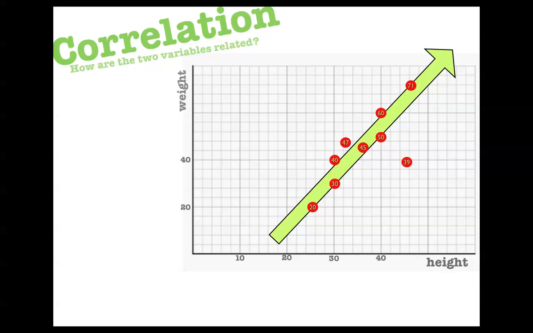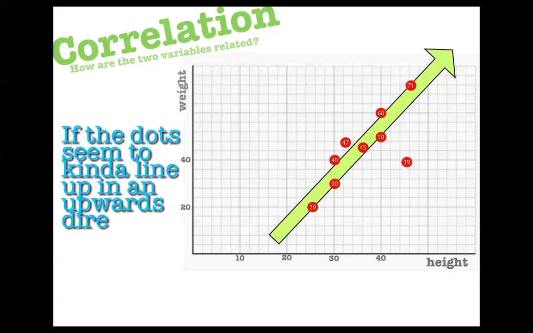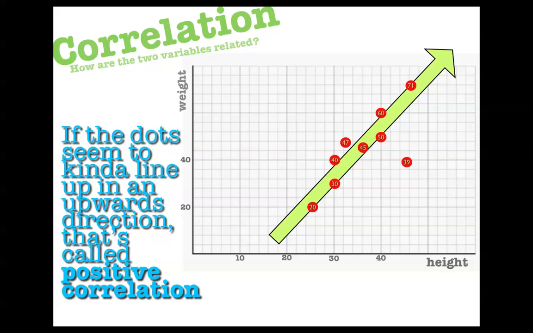So outliers. Now, we also need to talk about the idea of correlation. Correlation just means, how are the two variables related? Are they related with each other, co-related? So in this particular situation, the dots go in an upwards direction, right? What we would have called increasing, or if we had found the slope of this line, it would have been a positive slope. So we call this positive correlation. If the dots seem to line up in an upwards direction, that's called positive correlation. What positive correlation means is that as one variable increases, the other also increases, which is generally true about kids as they grow, right? As they get taller, they also probably gain weight.